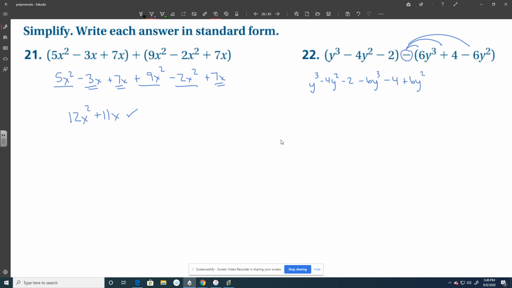So let's see what we can put together. I've got y cubed and negative 6y cubed. And I know it doesn't show a 1, but there's actually a 1 right there. So one of these minus 6 of them, that's negative 5y cubed. So those are gone. And then I have negative 4y squared plus 6y squared. That's positive 2y squared. So these are gone. And I'm left with negative 2 minus 4, which is negative 6. So that would be my final answer in standard form.